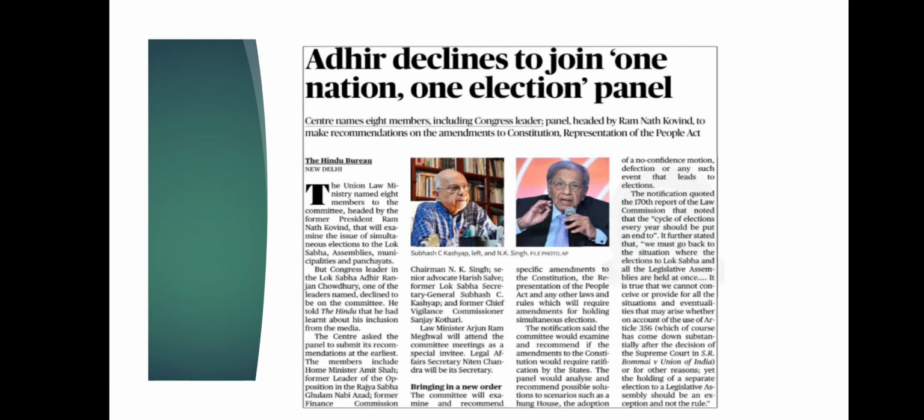Take a look at this news article from yesterday's newspaper. The news article talks about one nation, one election.